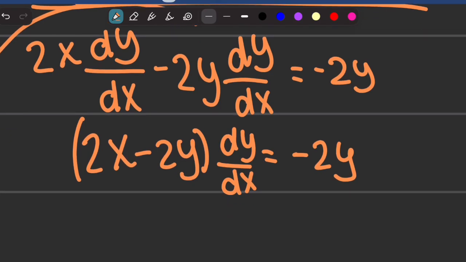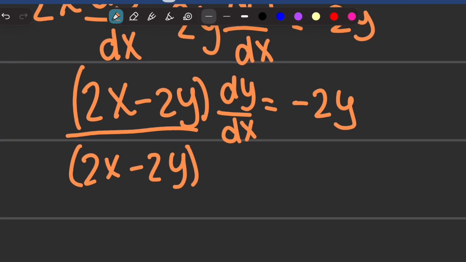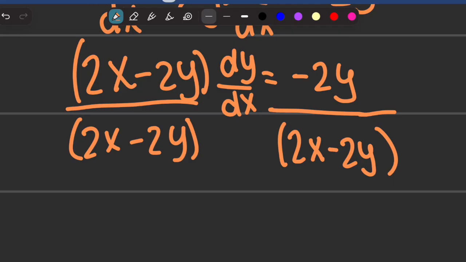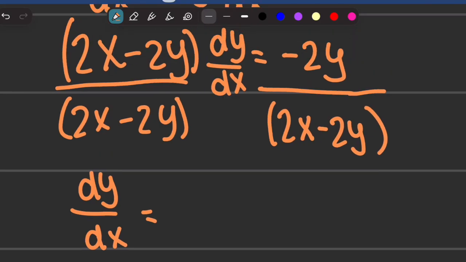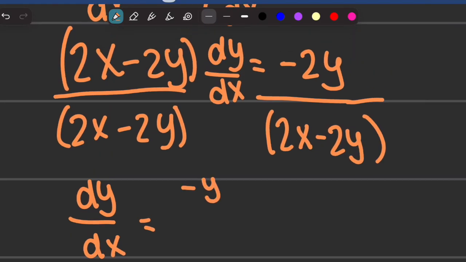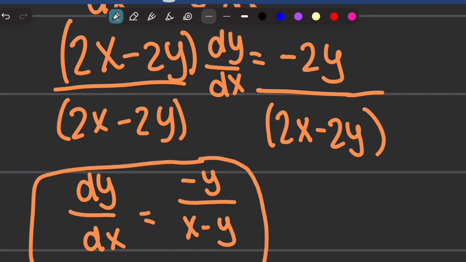And now we can go ahead and divide both sides by 2x minus 2y. The parentheses aren't really necessary, but I feel like it keeps everything a little bit more organized and more structured, so I always recommend parentheses, but you don't have to. And now we can go ahead and simplify this. Again, 2 is kind of like a common factor on this side now. Equals, on top we have negative y, because we're getting rid of all the 2's. And then on the bottom we have x minus y. And that is our final answer.